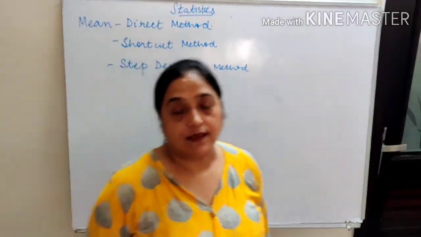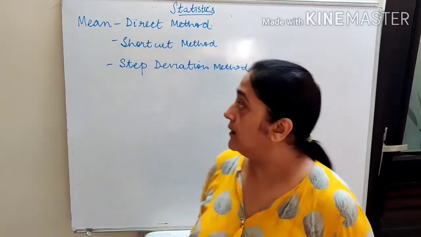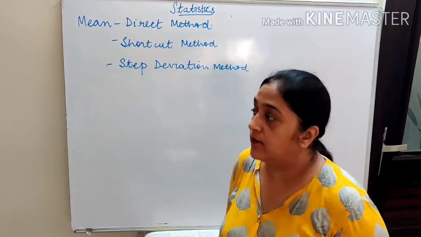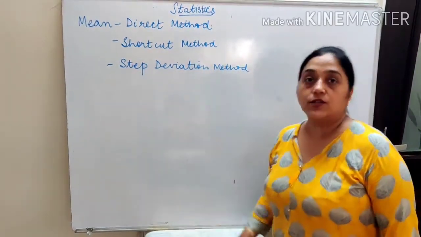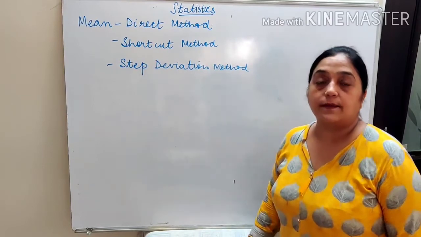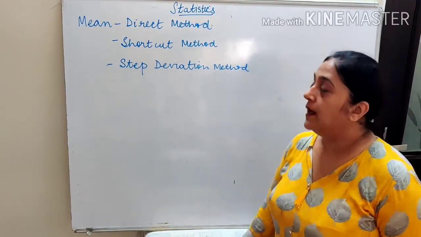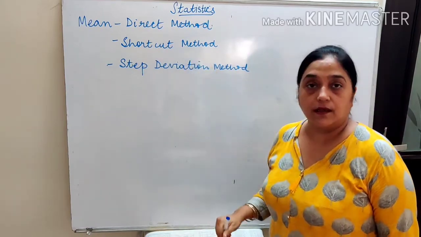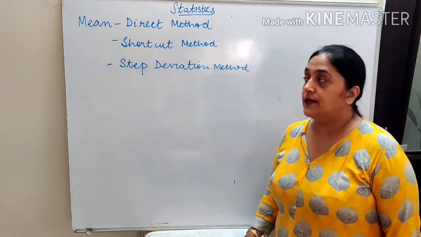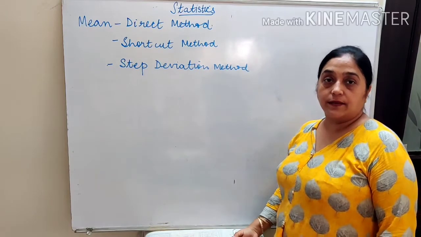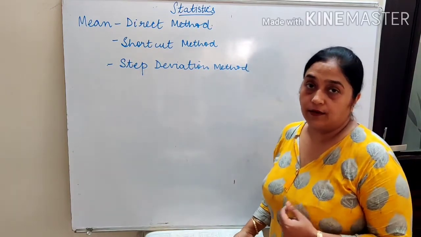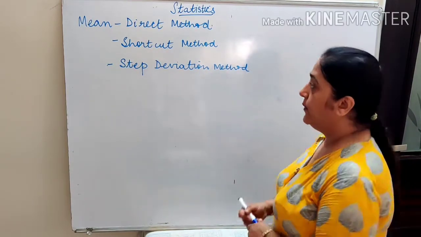Hello students, yesterday we discussed the mean and the methods of mean. One was the direct method, the other was the shortcut method, and the third was the step deviation method. Some of you have messaged me that, due to the animation video, you could not understand the shortcut and step deviation methods. So I am taking it again quickly.